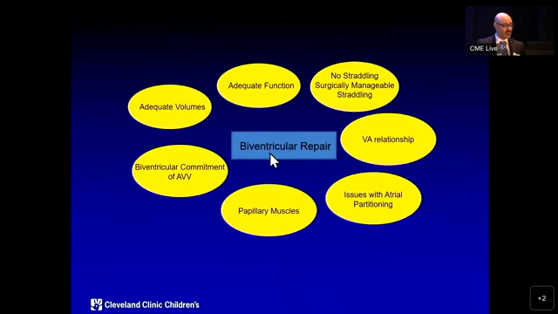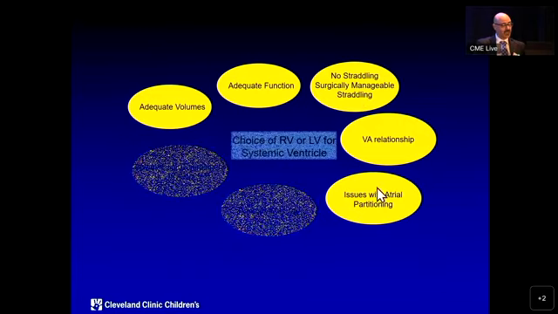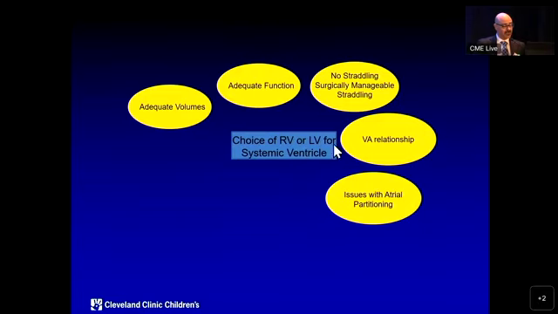So if your goal is to achieve biventricular repair, you want to look at each ventricular mass. What is its function, the volumes, the commitment of the AV valve, the papillary muscles, any issues that you're going to face with atrial partitioning, the VA relationship, straddling, is it surgically manageable or not, etc. And then we still have to decide, are we going to place the right ventricle or left ventricle in the systemic position? And that decision in itself will also invoke several factors. Which one has the combination of better volume and function?